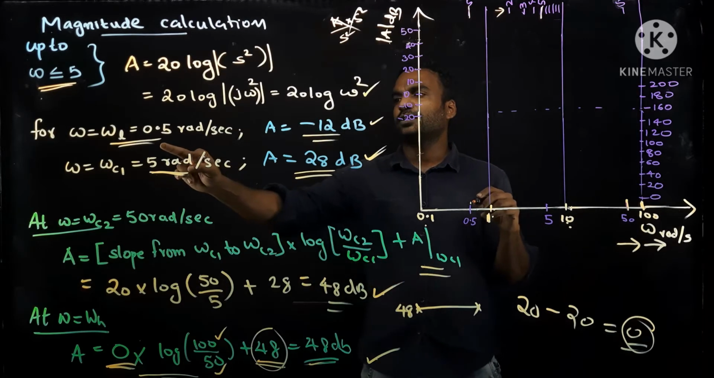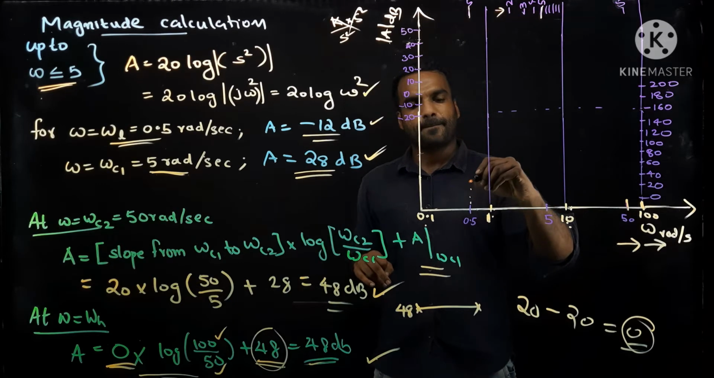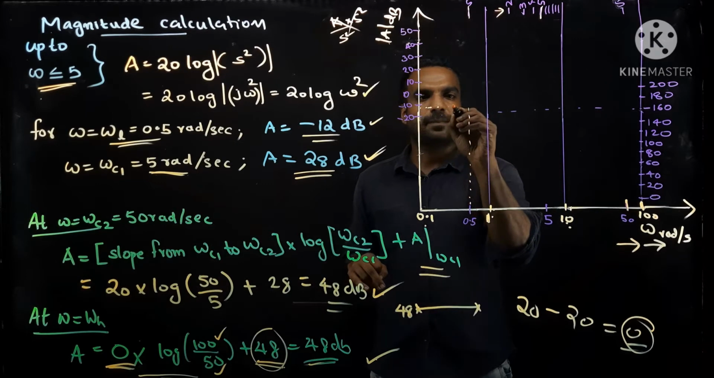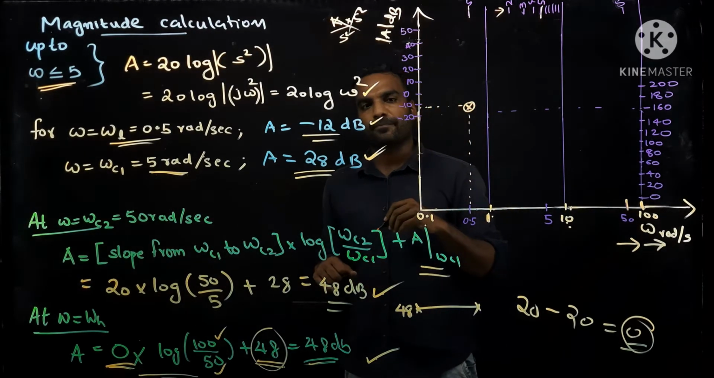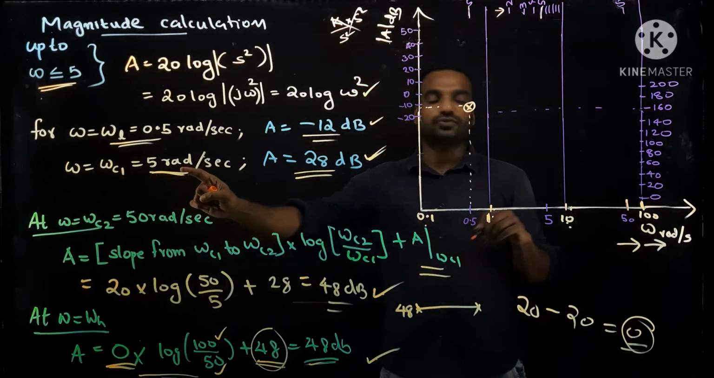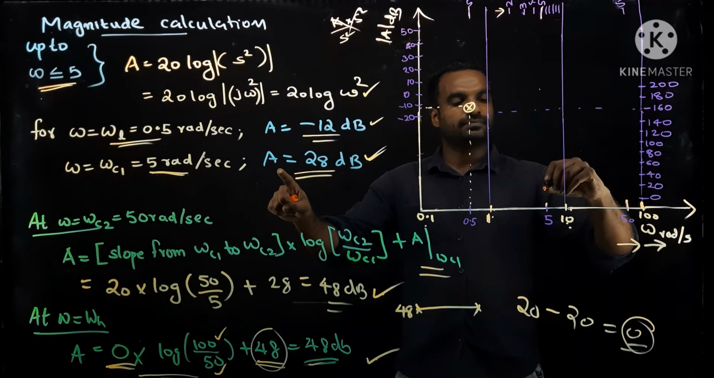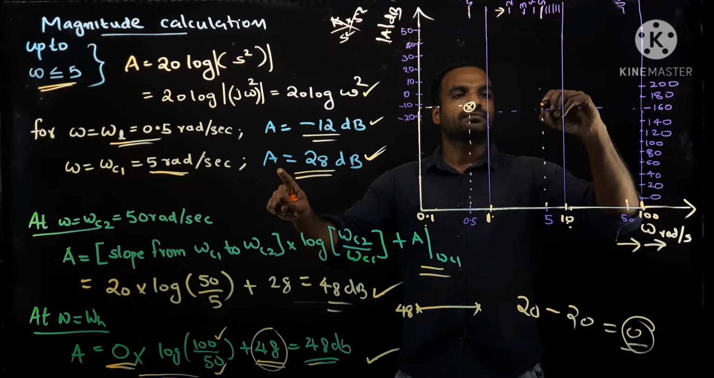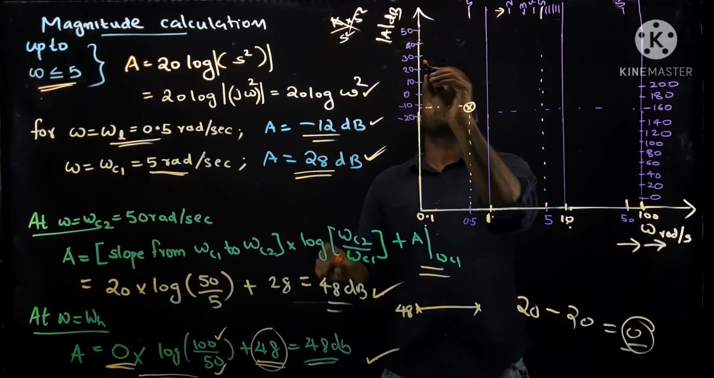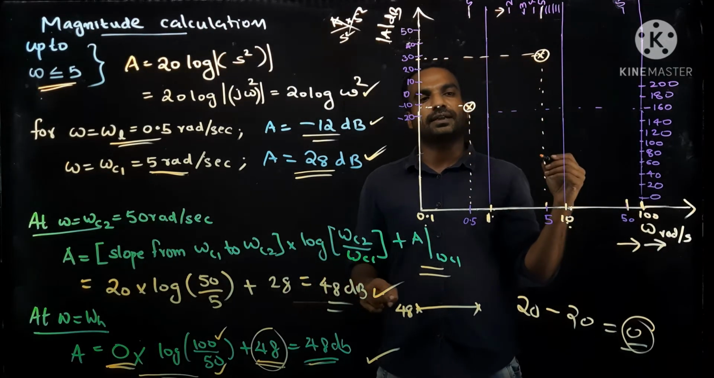So at omega L is equal to 0.5, gain is minus 20. This is the first point. At omega is equal to omega C1, frequency is 5 and gain is 28. This is the second point.